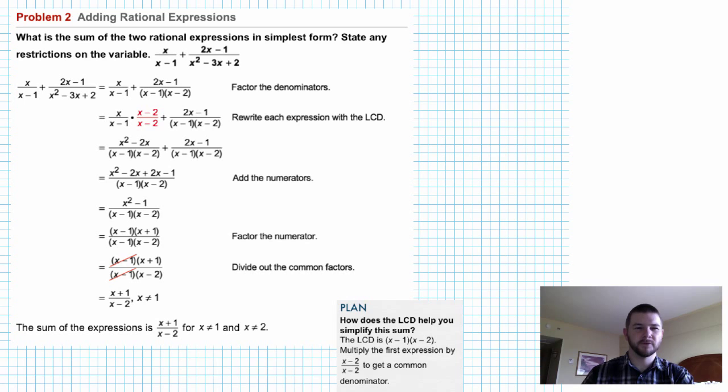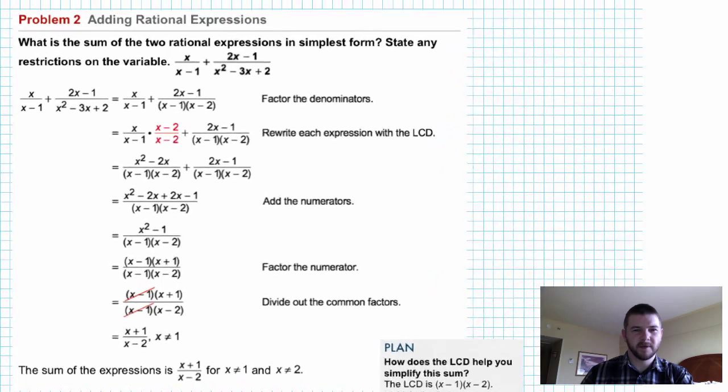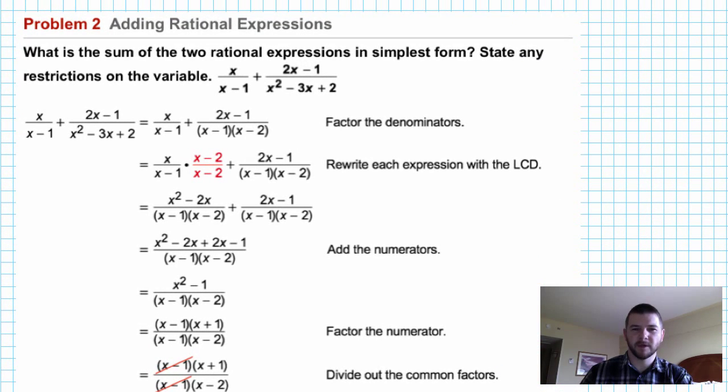Example problem 2. Adding rational expressions. What is the sum of the two rational expressions in simplest form? State any restrictions on the variable. We have x over x minus 1 plus 2x minus 1 over x squared minus 3x plus 2. So first we factor the denominators. That will help us to understand potentially any common factors, which will help us to discover the least common multiple.